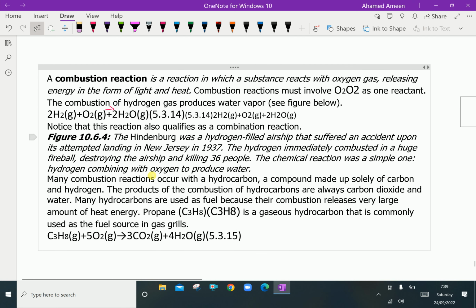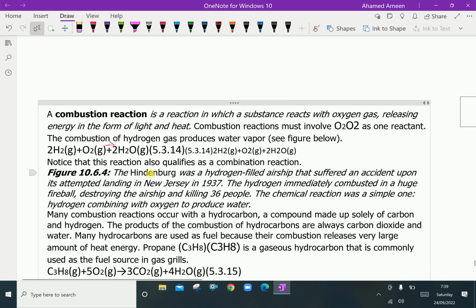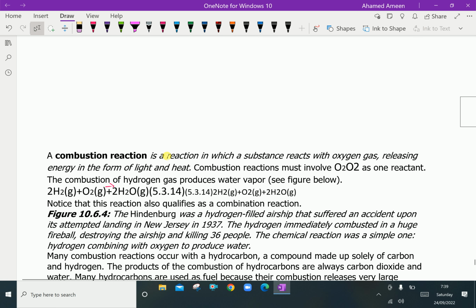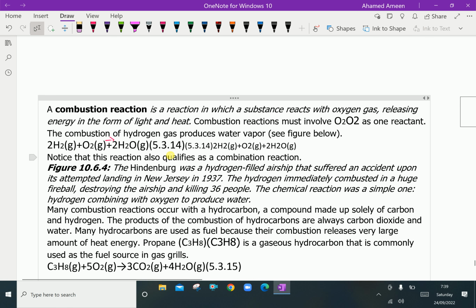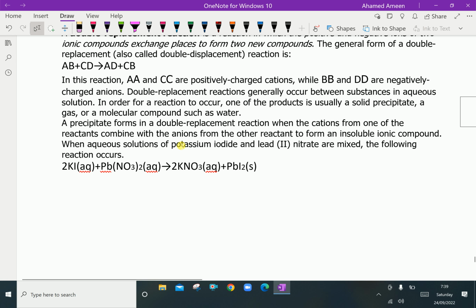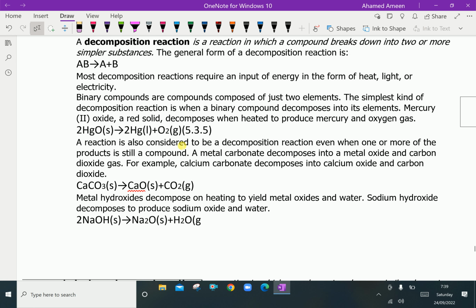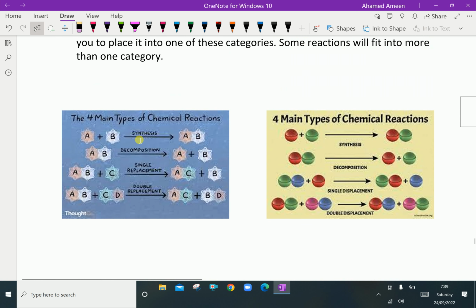Now, these are the main categories of chemical reactions. There are still more reaction types, which we will discuss in later videos. Now, look at here. By combining all the things, these are the four main types of chemical reactions: synthesis, decomposition, single replacement, and double displacement. You can see the pictures to understand the concept.